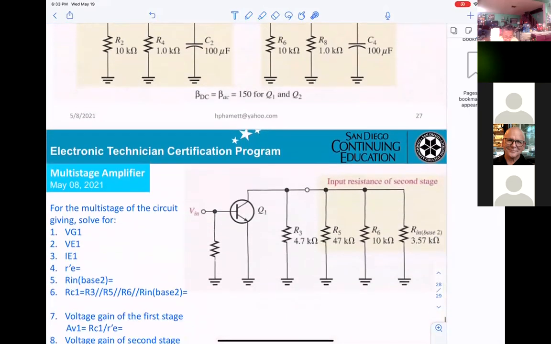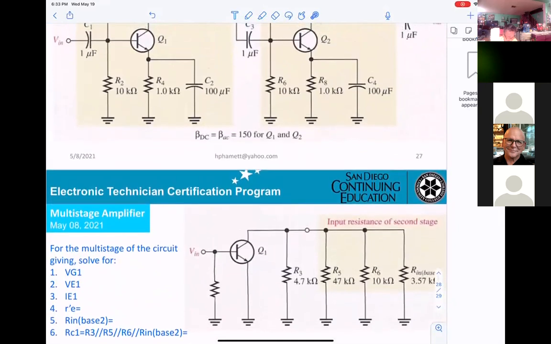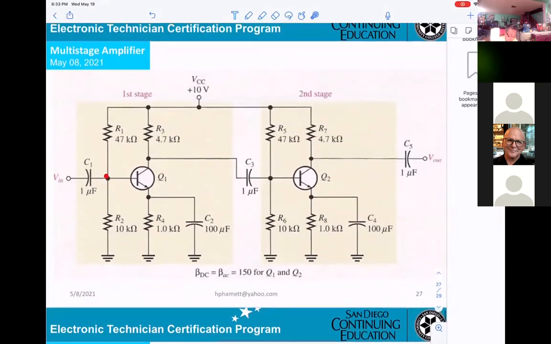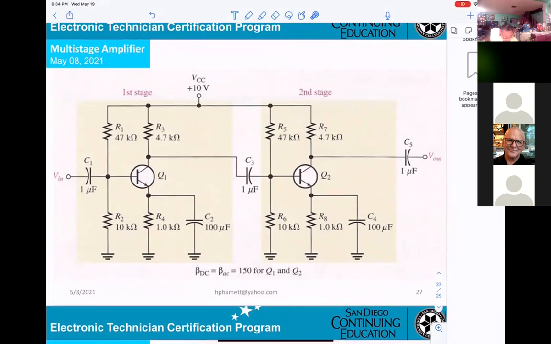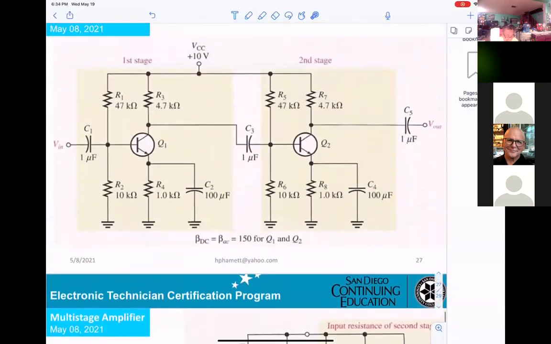Now let's see. For the multi-stage circuit, they want VG1. If they want VG1 right here and VG2 right here, that's easy for you to do, right? You take the 10 volts times R2 divided by R1 plus R2. The same thing here: 10 volts times R6 divided by R5 plus R6. Then they want VE1, IE1.